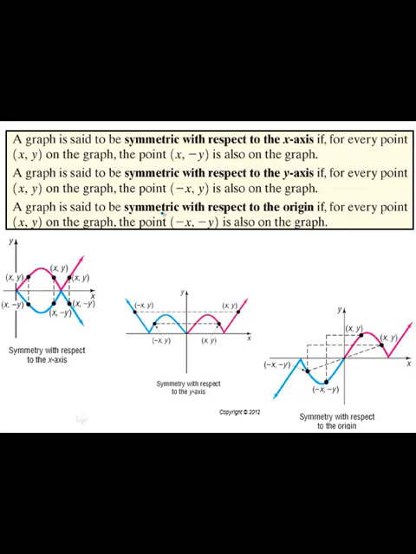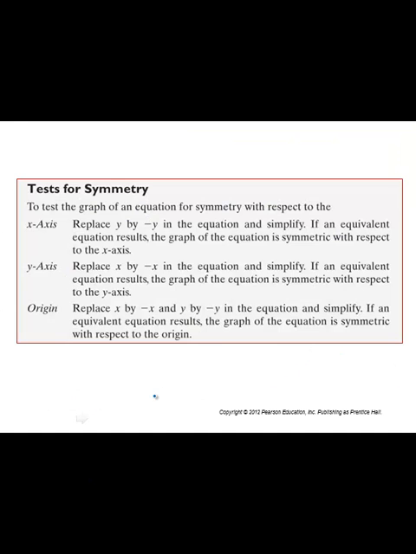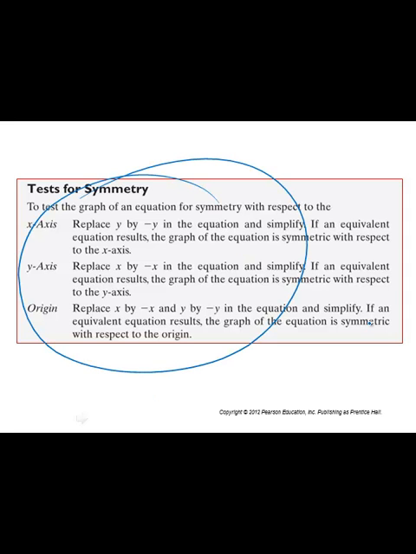And to test for symmetry with respect to the origin, replace x by negative x, replace y by negative y, and if you get the same equation, then you have symmetry with respect to the origin. So let's go ahead and take a look here. This basically summarizes everything that we just said. Moving along, let's do a couple examples.